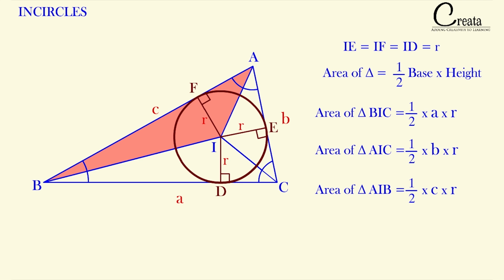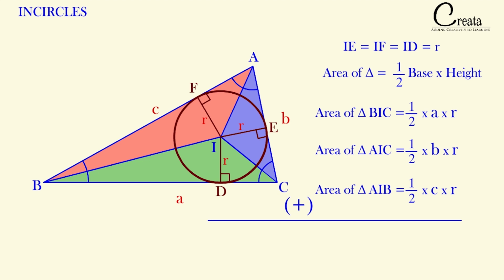Okay, we have got the area of these three triangles. If we add the areas of these three triangles, are you able to observe that it is equal to the area of this complete triangle ABC? Let's add all the three equations. We got area of triangle ABC is equal to half into R into (A plus B plus C).